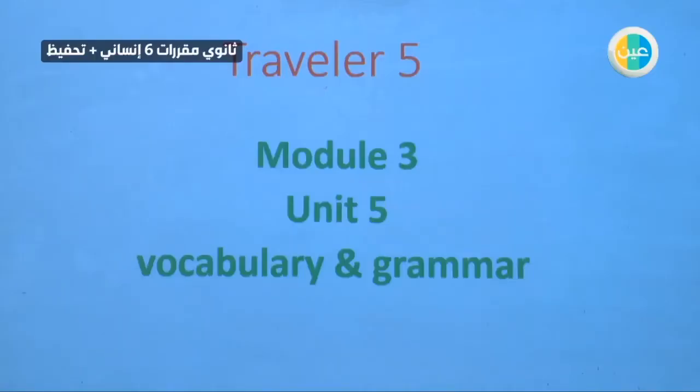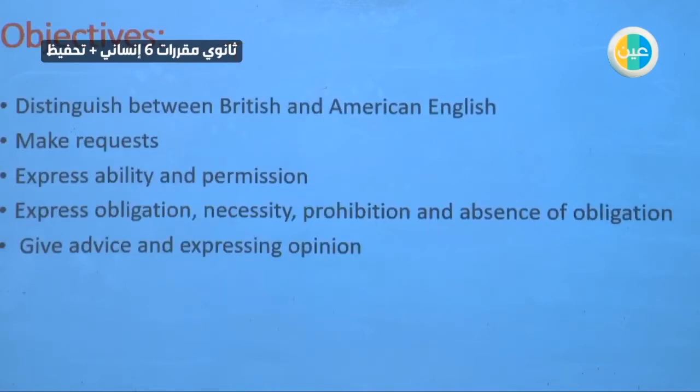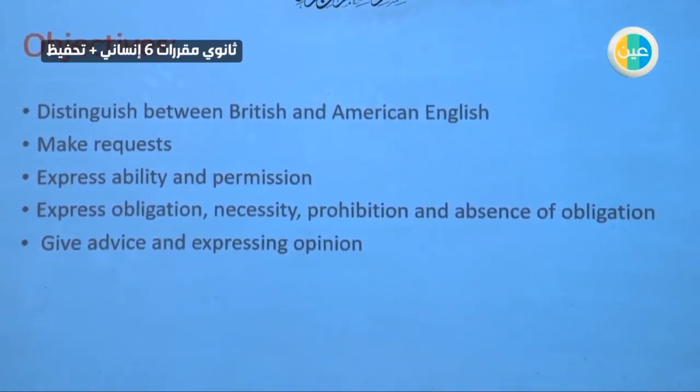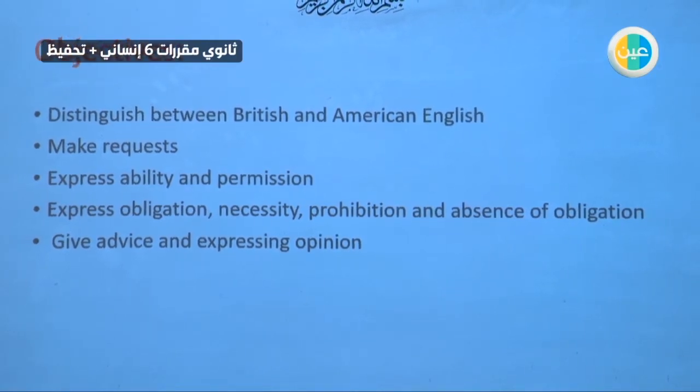Good morning, everybody. We are in Traveler 5, Module 3, Unit 5, Vocabulary and Grammar. In this unit, you will be able to distinguish between British and American English, make requests, express ability and permission, express obligation, necessity, prohibition and absence of obligation, give advice and express your opinions.